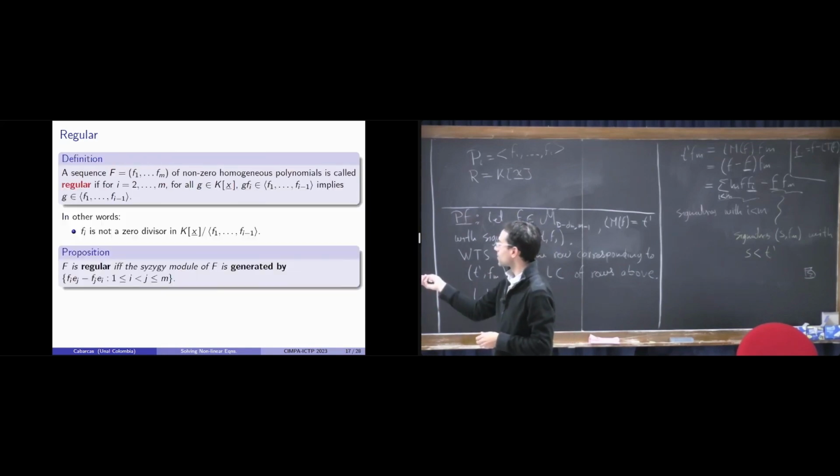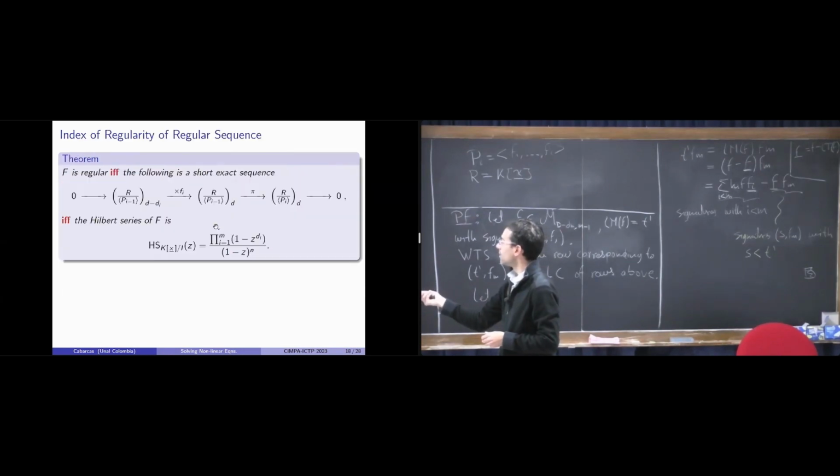Let's go back for a second. We said that F is regular if Fi is not a zero divisor here. Well, if Fi is not a zero divisor here, then multiplication by Fi is injective.